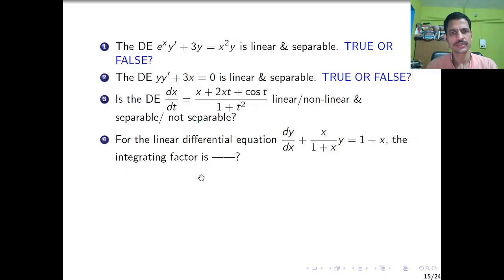The next question is, for the linear differential equation dy by dx plus x by 1 plus x times y is equal to 1 plus x, what is the integrating factor? You must be knowing what the integrating factor is from your previous knowledge. From your high school, you must have learned this.